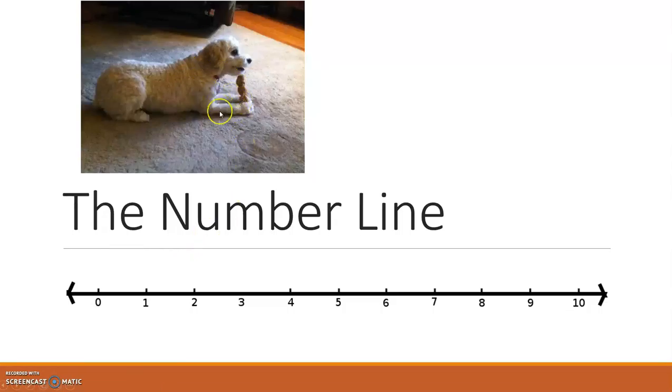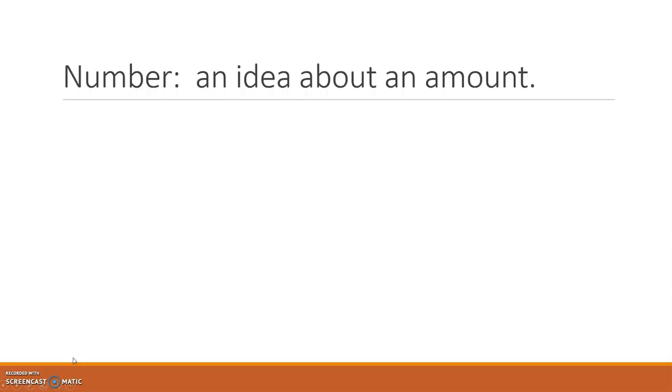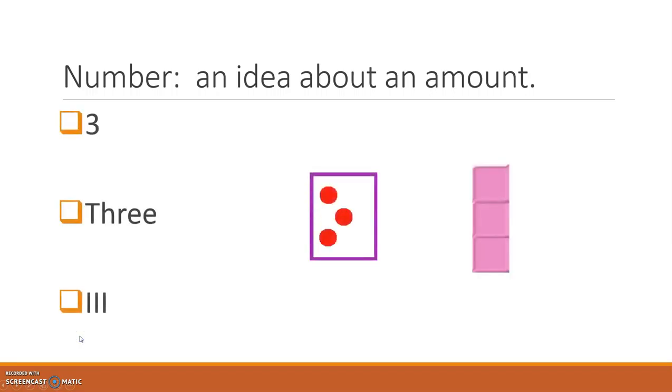Let's chew on an idea. The number line. A number is an idea about a certain amount, big or small. We can write them in lots of different ways. These are all about the number 3, an idea.